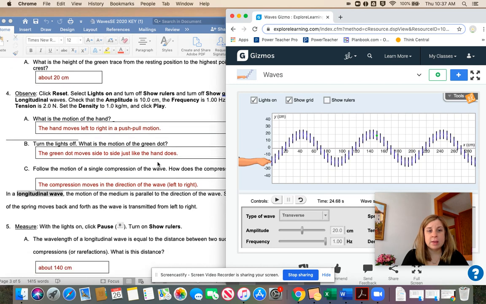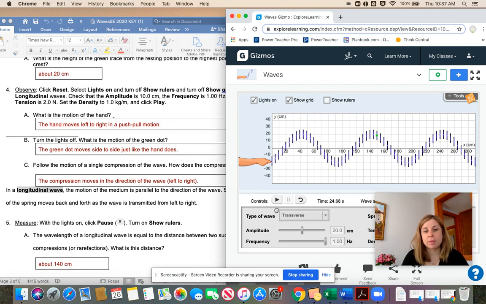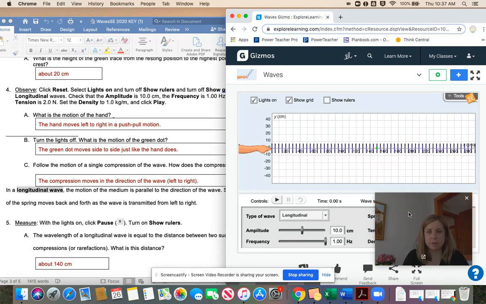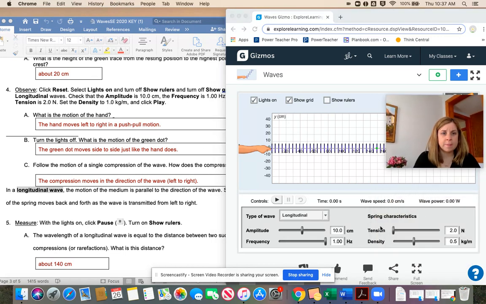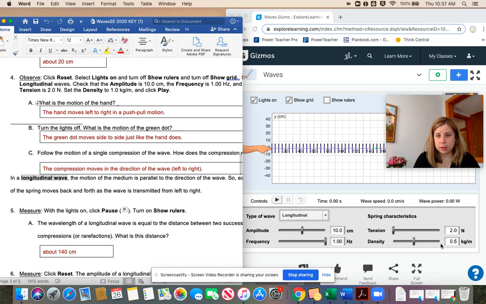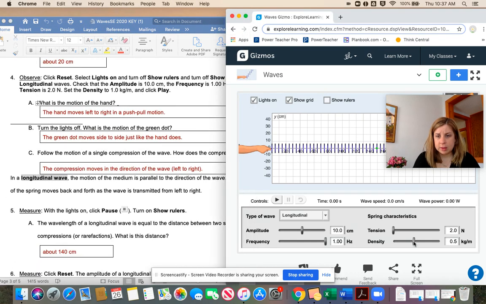Now we're going to do the same thing with longitudinal waves. So longitudinal, and then just making sure all my settings are right, which they're not. One, and the tension 2, and density 1. So density, I need to move to 1. Okay.